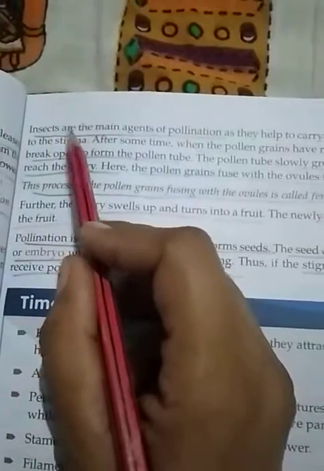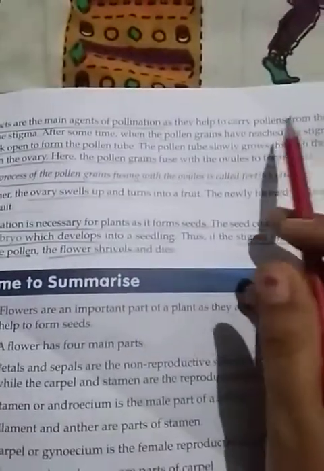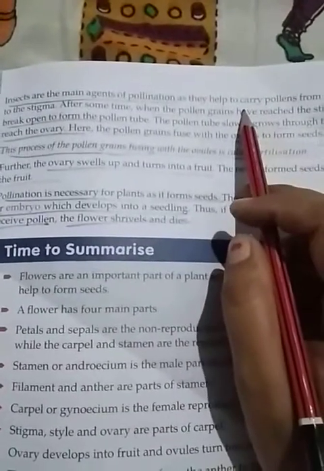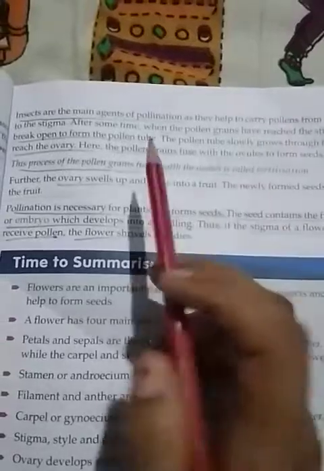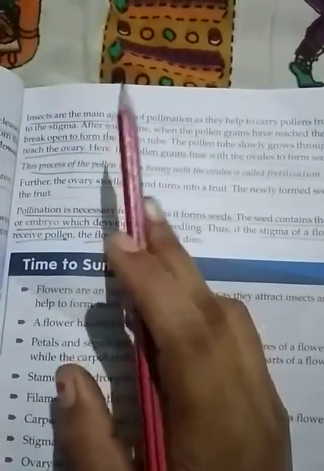Now come to page number 41. So what are the main agents of pollination? Insect is the main agent of pollination. Why? Because they are helping in the process of pollination. They are transferring the pollen grains from the anther to the stigma. So they are the main agent. Because of these insects only this process of pollination is happening.